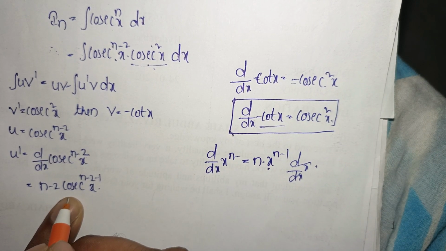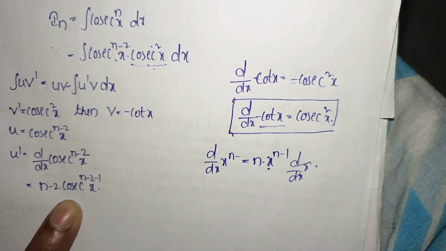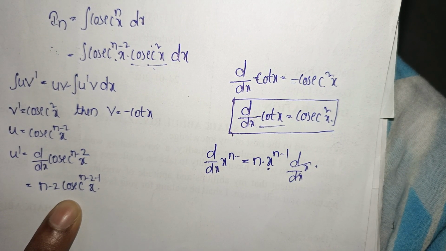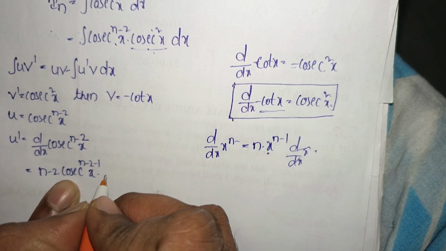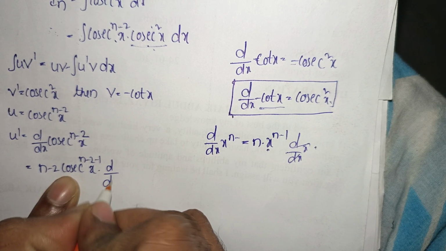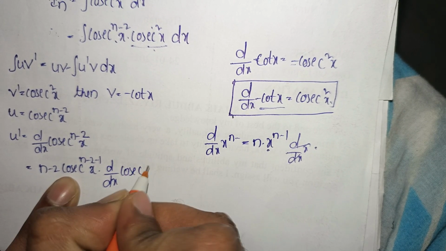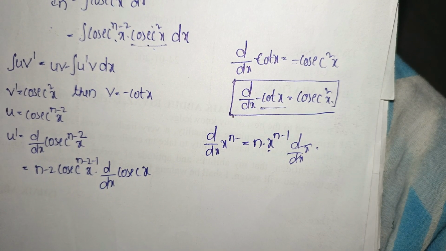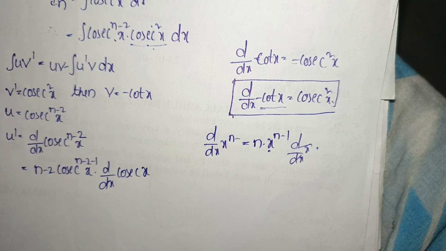But if we have any other variable term, then we have to do the derivative. If there is just x, no need to do the derivative, right? We don't need to differentiate that. Now we have to differentiate this also, d by dx of cosecant x. So we have to derive this. What is the formula for d by dx of cosecant x?